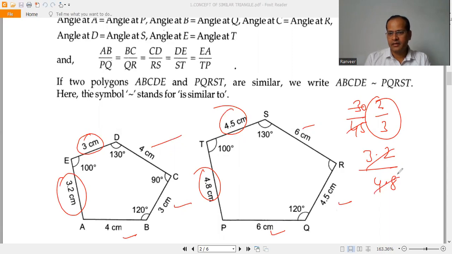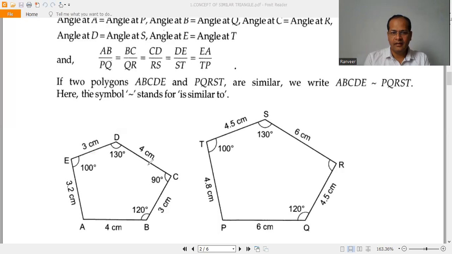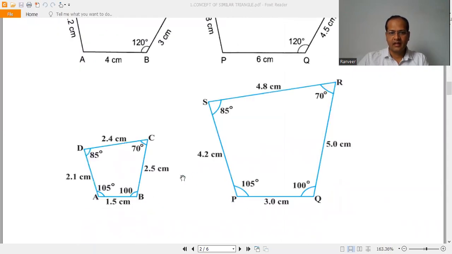This is also 2 by 3. Now, this is the first thing. After that, we have to see the angles: 130 degree, 130 degree, 100 degree, 100 degree, 120 degree, 120 degree, 90 degree, 90 degree. So whatever this value is, it is same. We can find out the angle. Similarly, this also we can find out in the same pattern.